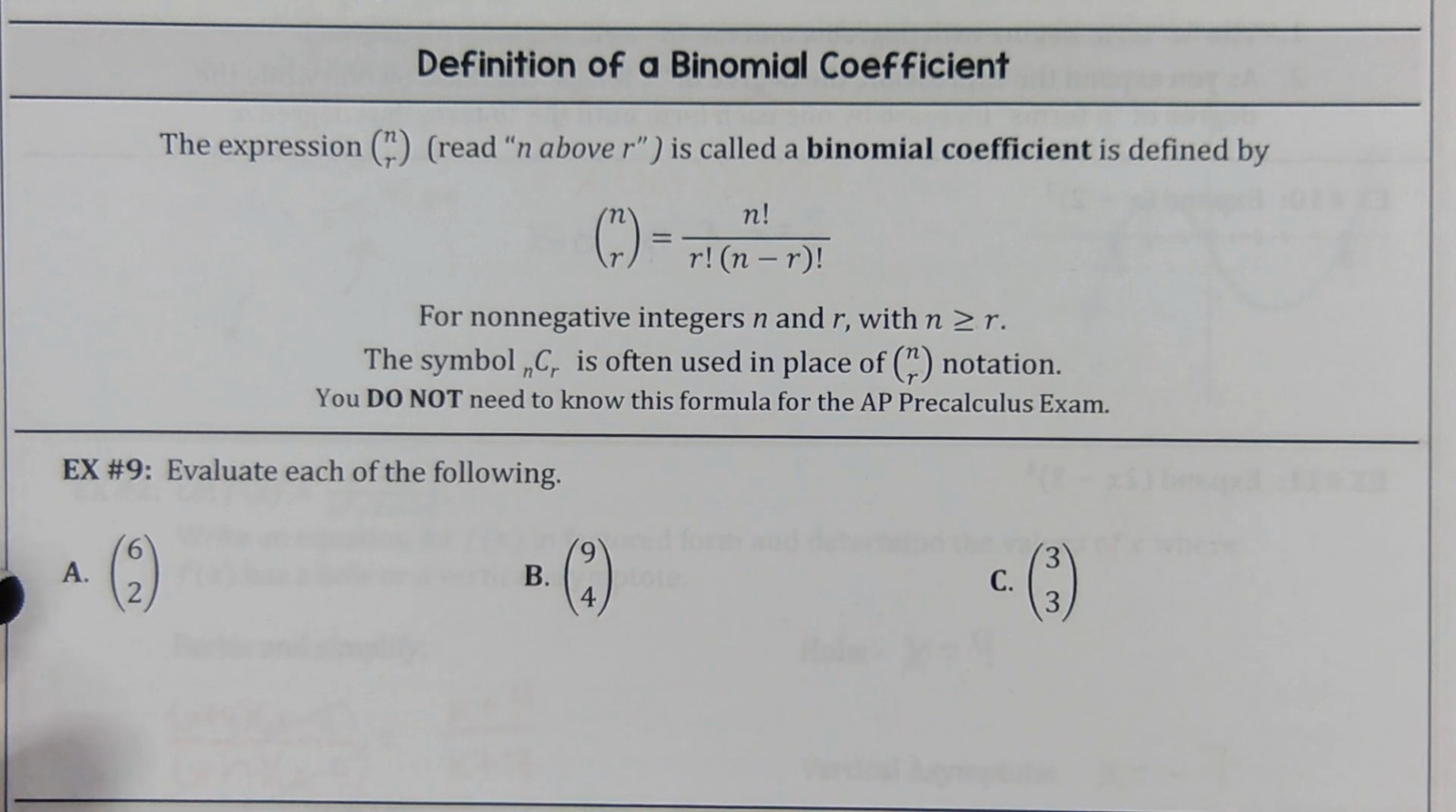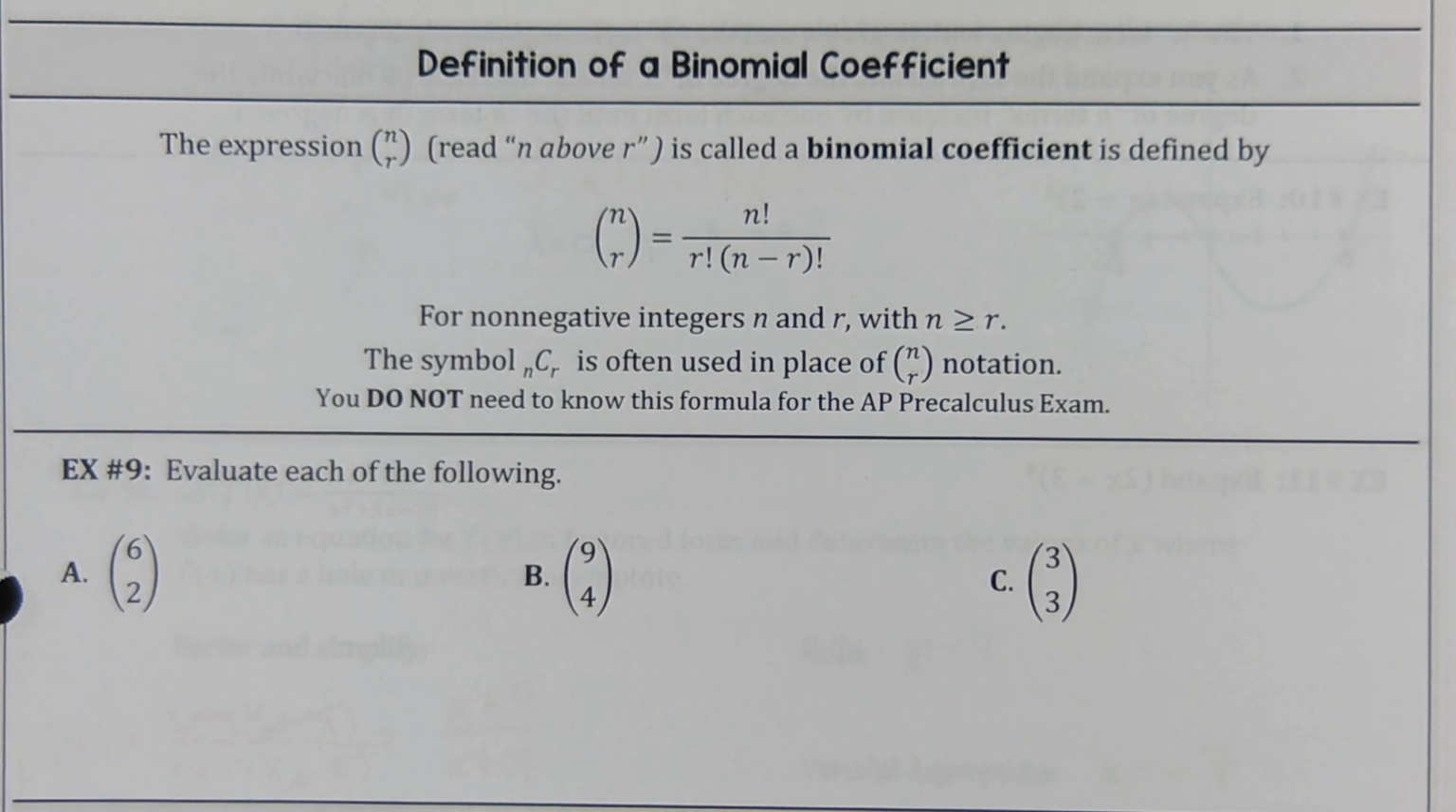This is how you calculate that by hand. N must be a whole number. R must be a whole number. They must both be positive, or R could be 0, but they must both be positive unless R is 0, and N must be larger than R.